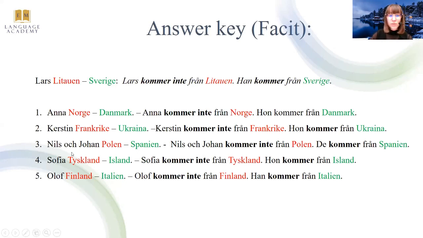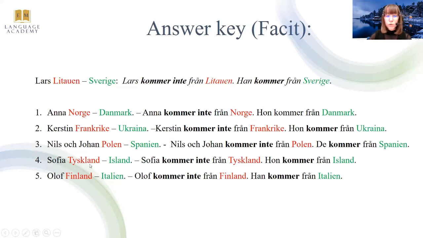Number 3. Nils och Johan, Polen, Spanien. Nils och Johan kommer inte från Polen. De kommer från Spanien. Why de? Because our subject is in plural. Nils och Johan. We have 2 boys here, right?